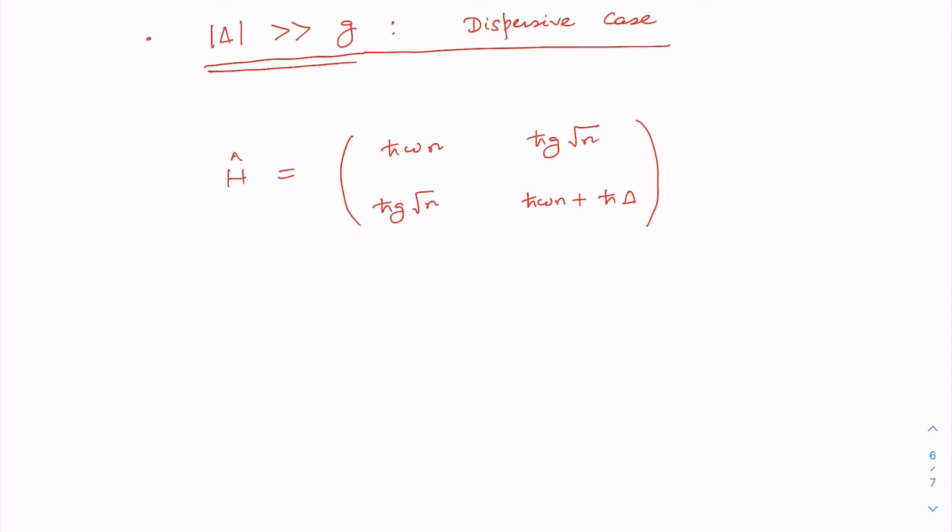Just recall that we wrote this Hamiltonian in the basis atom in the ground state with n number of photons in the field mode, and atom in the excited state and one less photon in the field mode. So these were the basis states.